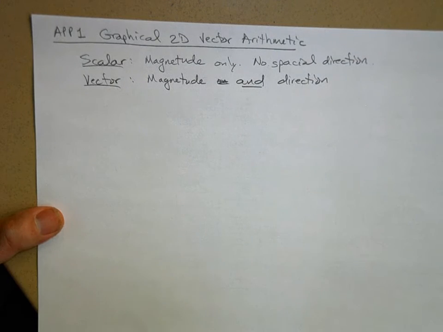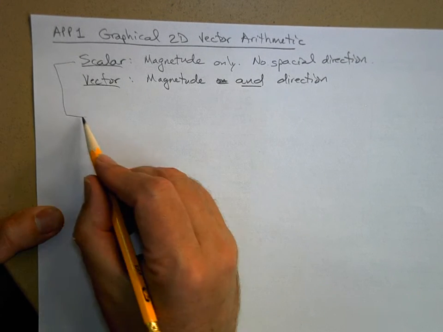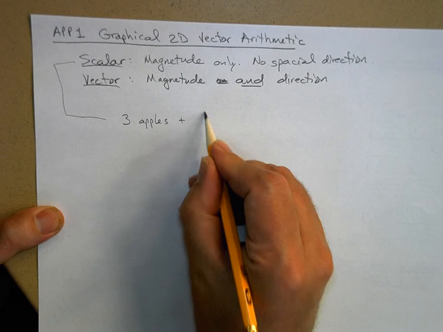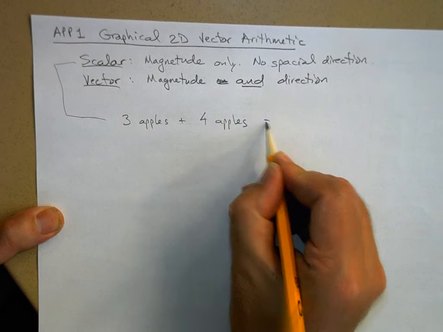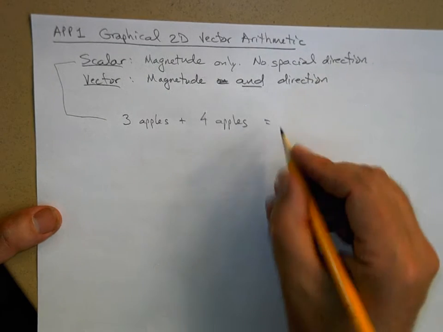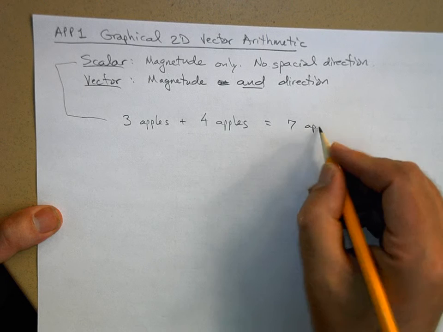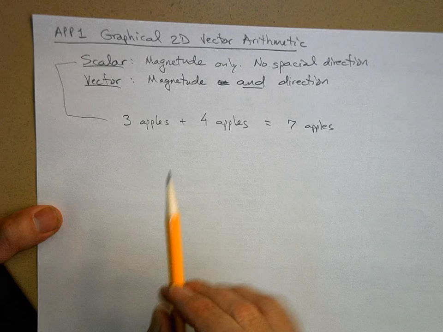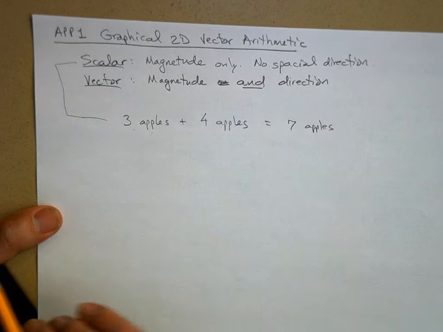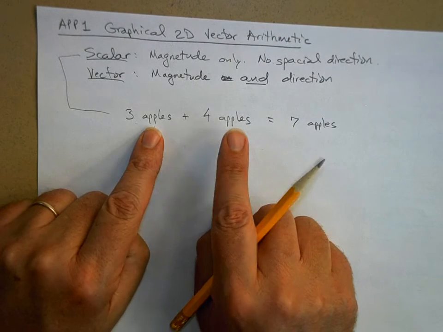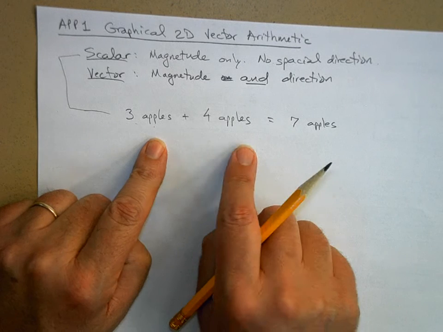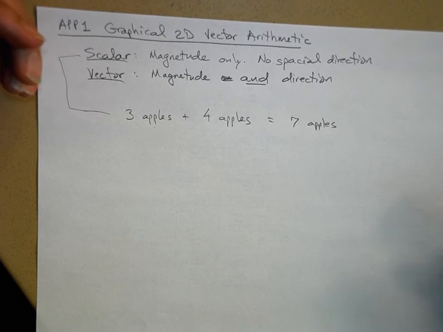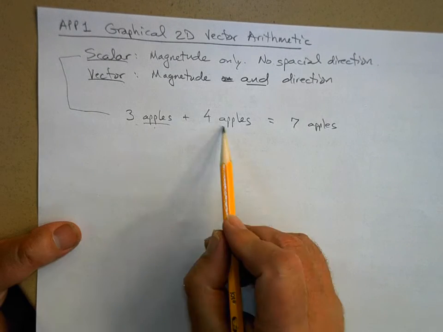Now let's talk about scalar arithmetic. If I have 3 apples plus 4 apples, how many apples do I have? 7. Somebody said 10. So you should transfer right now. All right. Notice that they have to be apples and apples. You can't add apples and oranges. You can say, how many pieces of fruit do I have? But it has to be the same thing.